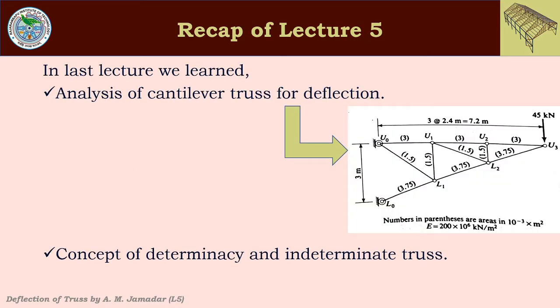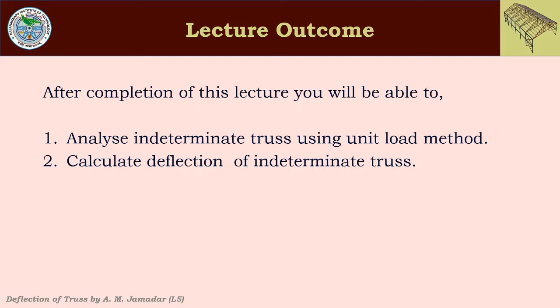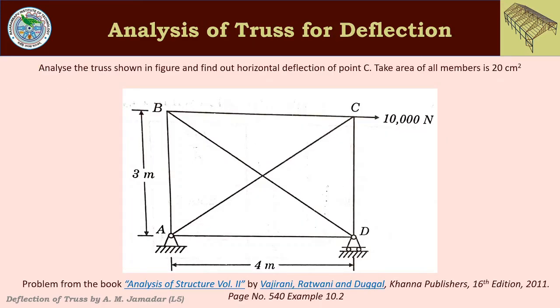If you remember, in the fifth lecture we took a cantilever truss like this, and we found the vertical deflection at joint U3. In the last supplementary lecture we saw the concept of determinacy of truss. In continuation with that, the lecture outcomes of today's lecture are: first, you will be able to analyze indeterminate truss using the unit load method, and lastly calculate deflection of indeterminate truss. So we are going to see this problem.